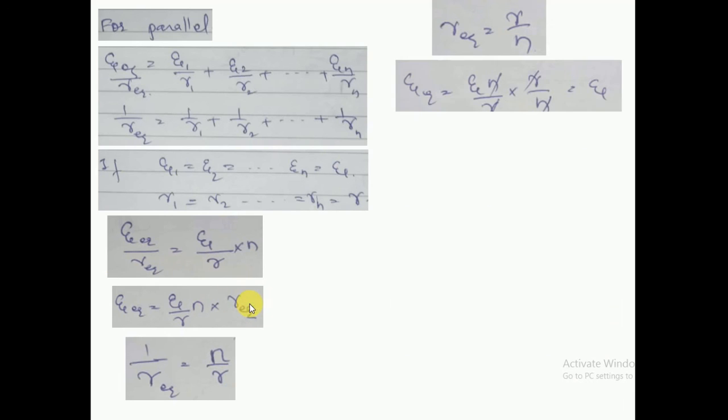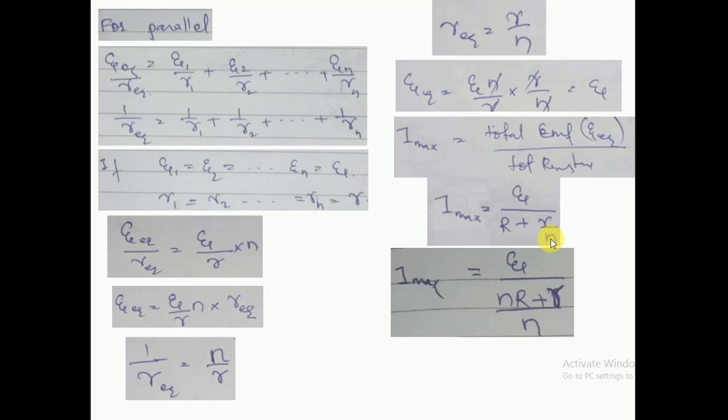Now let's find the R equivalent. 1 by R equivalent is equal to 1 by r plus 1 by r and so on. So n times, if you are adding 1 by r, you will get n by r. So your R equivalent is r by n. Now let's find the E equivalent, because there is R equivalent in the formula. So E n by r into the value of R equivalent, that is r by n, so this n and r will get cancelled. So the EMF of n cells will be only the EMF of one cell, that is E.